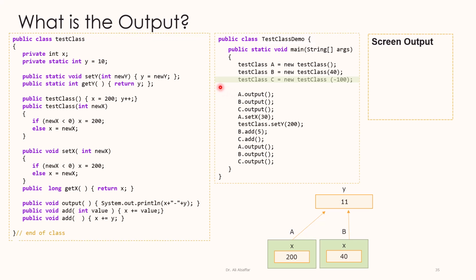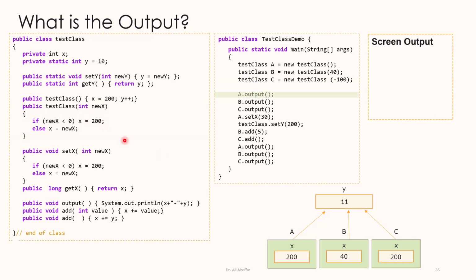We are now in line 3, and in line 3 we are also creating a third object that is called C, and also we are calling the constructor that has a single input parameter. This constructor receives minus 100 as input parameter and compares it against 0. Since it is less than 0, then it will initialize the instance variable x to 200.